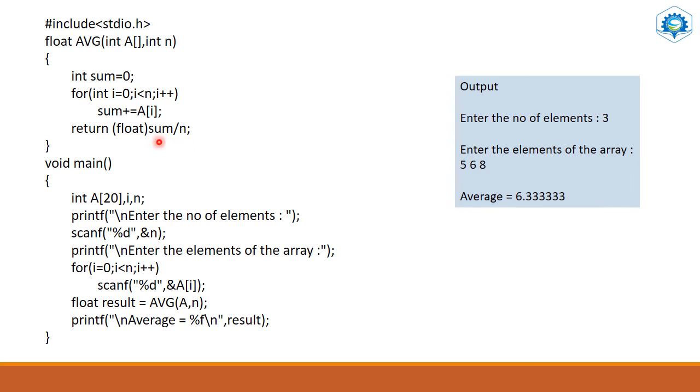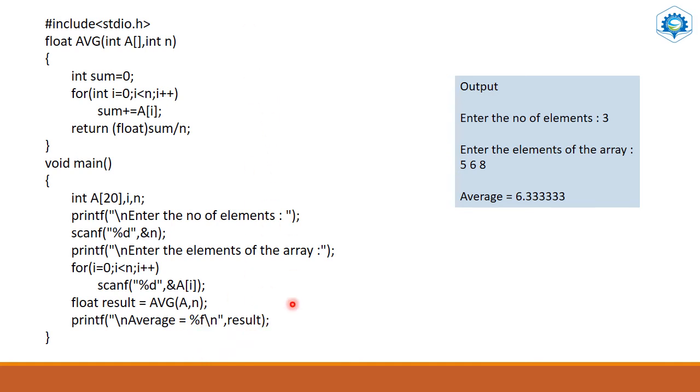Since sum and n both are of integer types, we have to typecast the result to float, otherwise the result will not be accurate. That is why a float keyword is given here. Now return sum by n. So a floating point value will be returned to this position, that is result, and we are printing the result variable.